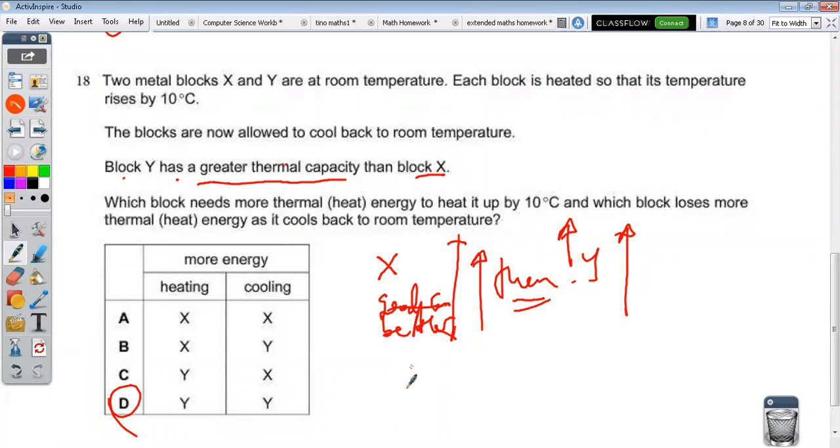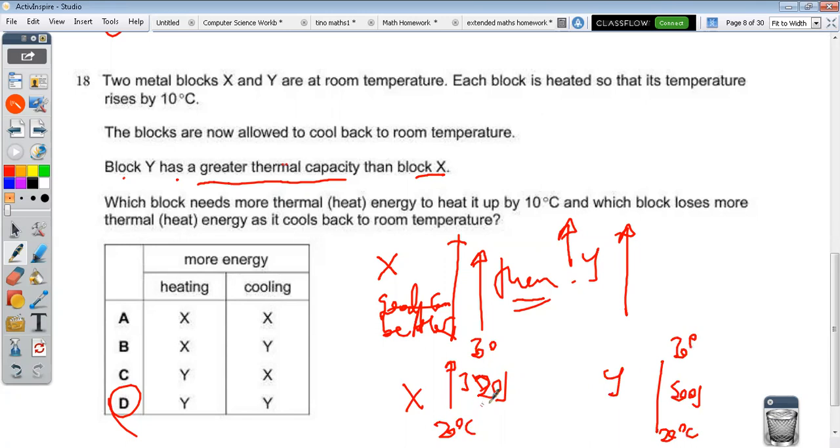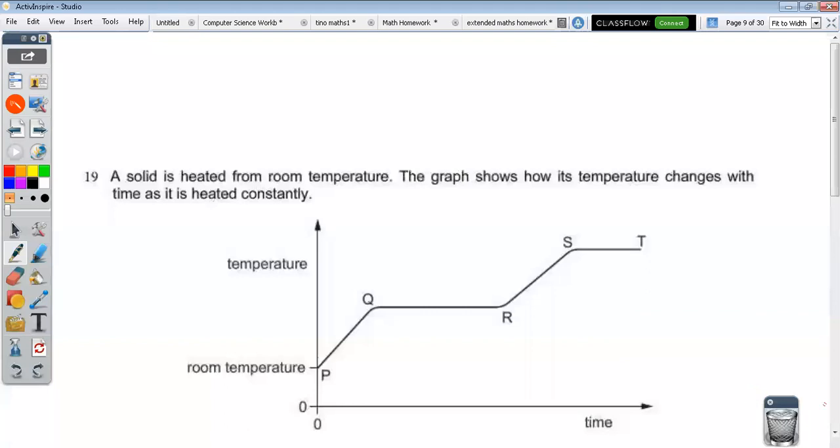So let's give scenarios here. Let's say X requires 320 joules to raise from 20 degrees, which is room temperature, to 30 degrees. Then Y requires, let's say, 500 joules to raise from 20 degrees to 30 degrees, 10 degrees. So to take this Y back, it would also lose 500 joules, clear? And this one will lose 300 joules, so that it is back to this. Making sense, Brendan? Slowly you are getting it. This is a heating curve, opposite of a cooling curve.